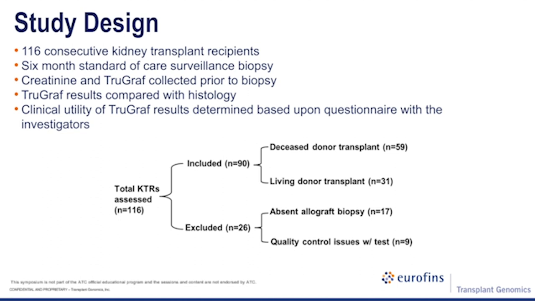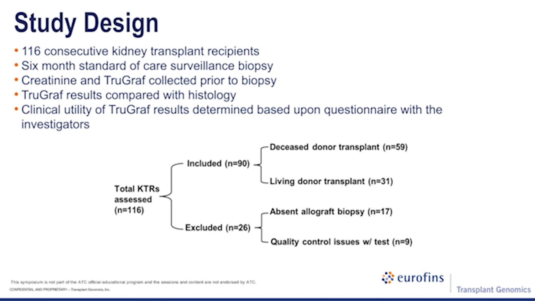So we looked at 116 consecutive kidney transplant recipients. At our program, it's standard of care for all our patients to have a surveillance biopsy at 6 months. And we do not just a biopsy, but we do a donor-specific antibody, we do a BK-PCR, we do medication doses and levels. And so we do this whole, what we call an immune surveillance. For the biopsy, both a creatinine and TruGraf were collected. The TruGraf results were compared with histology. And we also did a survey of the investigators on the clinical utility of TruGraf to see if they felt comfortable ordering TruGraf in the future.